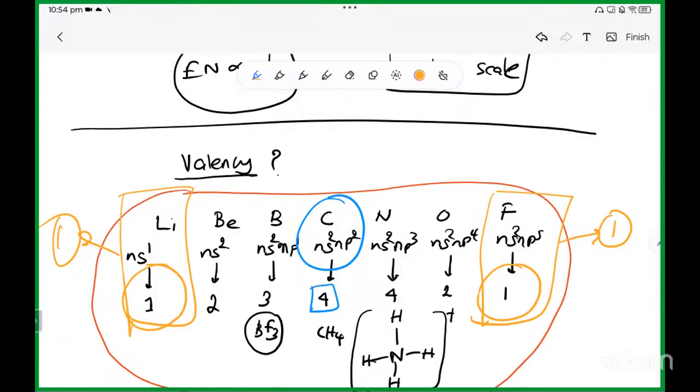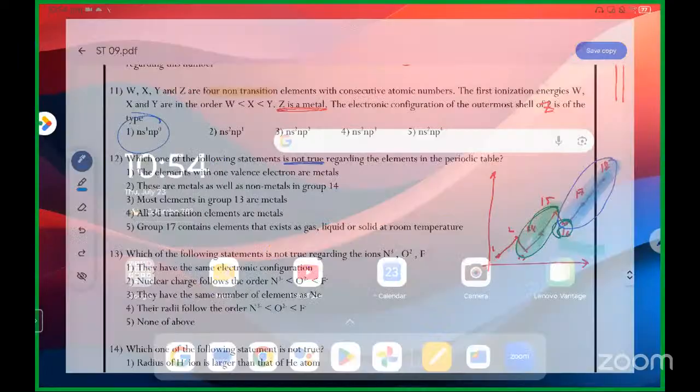So if the valency is 1, we can't say that it is a metal. It can be non-metal as well, because valency is 1 in the 17th group as well. 17th group elements are non-metals. Fluorine, chlorine, bromine, iodine, all are non-metals. So the first statement is wrong, right? So first one is wrong.